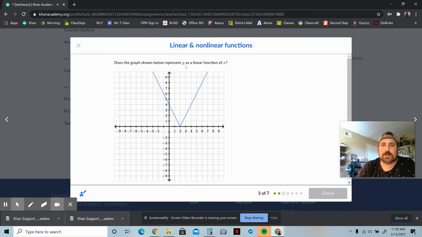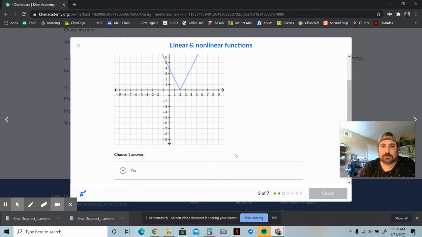Does this graph show a linear function? Okay, a linear function means that the rate stays constant. Here the rate's going down and then the rate goes up. It's not constant, so no.